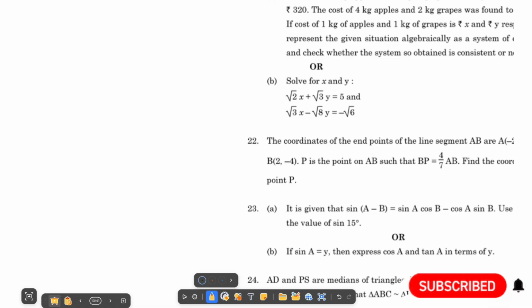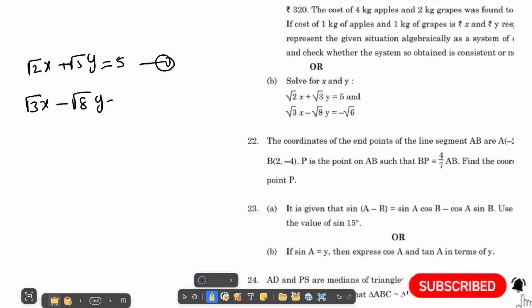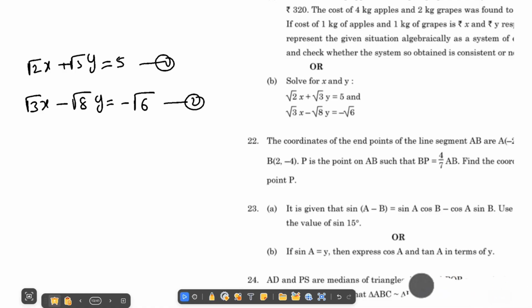So let's write what is given first. The first one, root 2x plus root 3y is equals to 5. So let this equation 1. The second one is root 3x minus root 8y is equals to minus root 6. Let this equation 2. So let us solve it by elimination method.